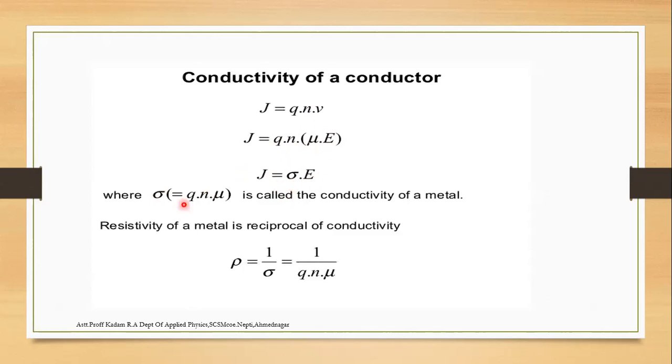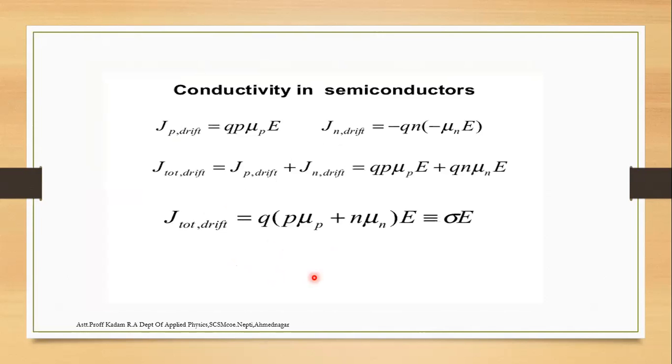Here sigma, Q N mu, is called the conductivity of the metal. The resistivity of a metal is inversely proportional to the conductivity, represented by rho is equal to 1 divided by sigma, so 1 divided by Q N mu. That is called the conductivity of the conductor.